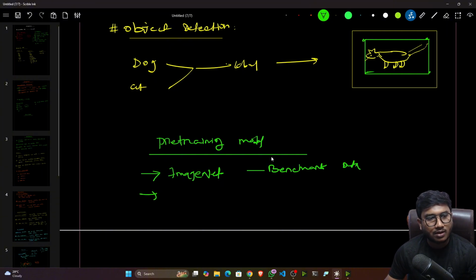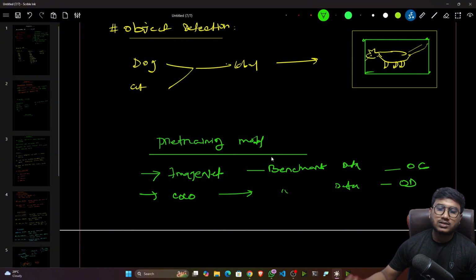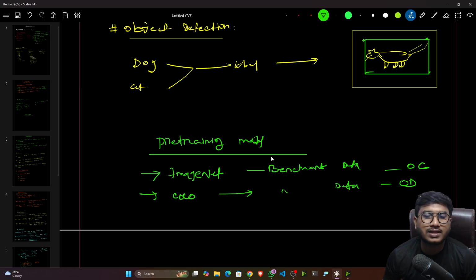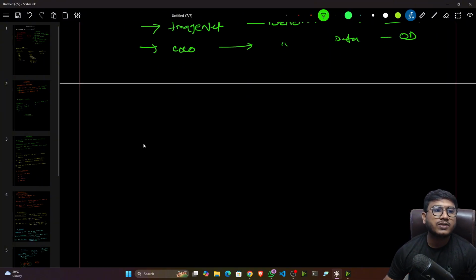If I'm talking about object detection, they use something called COCO data. COCO is also a benchmark data for object detection. So for OD it is COCO, and for classification it is ImageNet. Got it? So if you go ahead, you will see that for different tasks, they use different kinds of data. But ImageNet data and COCO data have some specific classes.